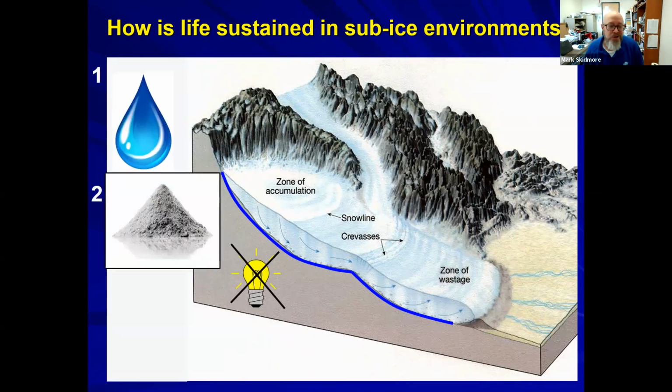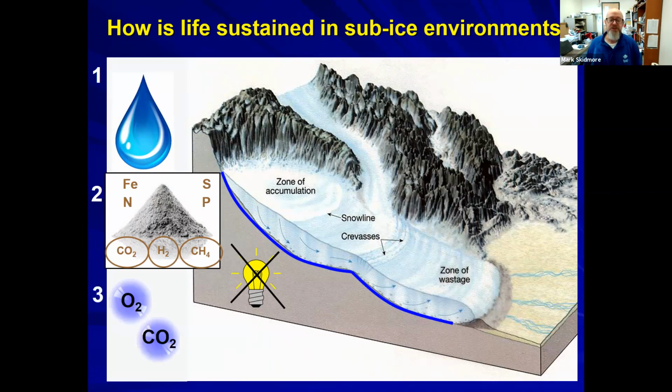We have crushed up rock, which can provide us things like iron and sulfur, nitrogen as chemical energy sources, some phosphorus as a nutrient, and then some gases, CO2, hydrogen, and methane. And we'll hear a little bit more about hydrogen from Martyn later. And then also oxygen and CO2, this could be coming out of the basal ice, could also be coming in if water is flowing in through crevasses from the superglacial environment, providing oxygenated water from above.